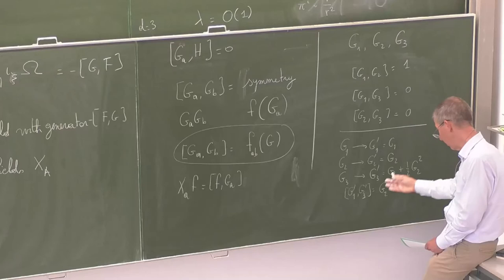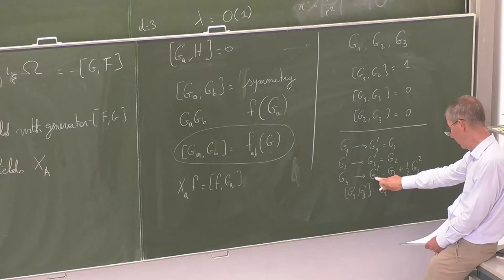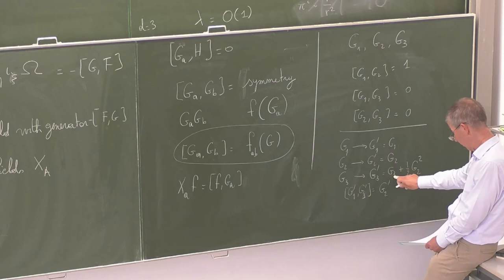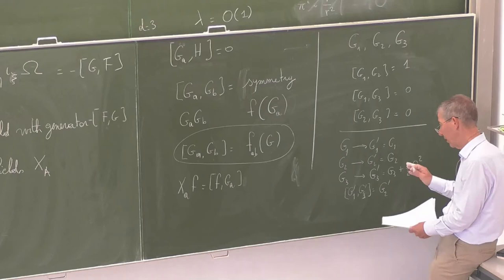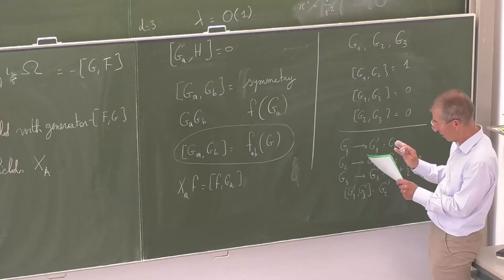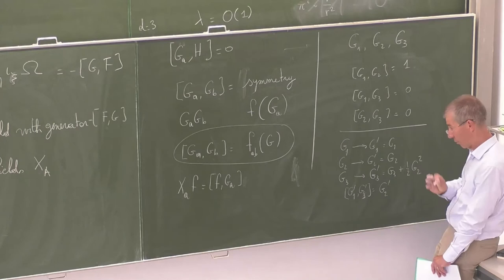And of course, the vector field associated with G'3 will be proportional to the vector field associated with G3 plus the vector field associated with G2, with a coefficient that depends on the fields through G2. So this is something which is absolutely well appreciated and well known in classical mechanics, but sometimes in the context of field theory, we tend to forget it. And that will be important for what I'm going to say later.